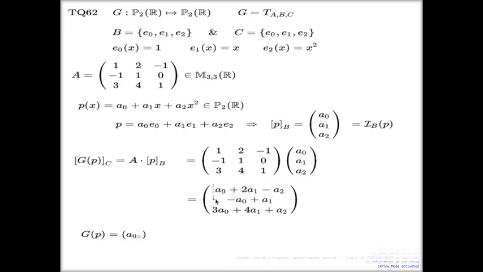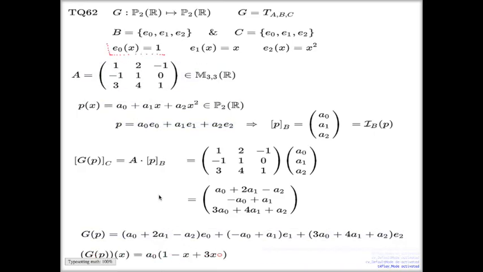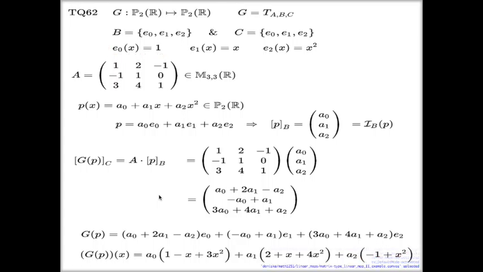What I do, I take these numbers in my triple, and I put them next to the basis in the codomain, E0, E1, and E2. This is the first entry in this triple, next to the corresponding basis element. This is the second entry in this triple next to E1, and that's the last entry next to E2. If I now recover what E0, E1, E2 were from here, that will be the final formula for the polynomial G of P.